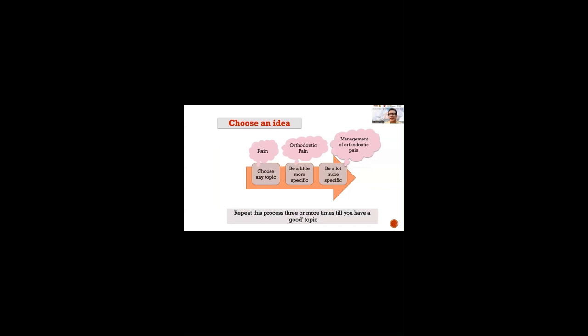So choose any topic. For example, I'm an orthodontist. I have chosen a topic of pain. It's a very, very broad area. Now be a little bit more specific. Orthodontic pain, pain related to orthodontic tooth movement.